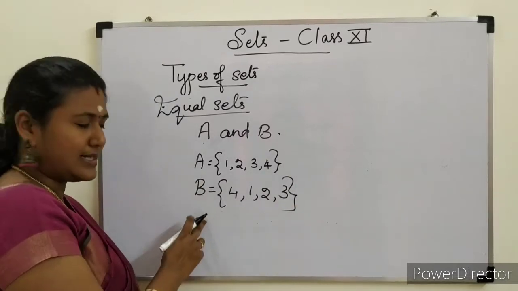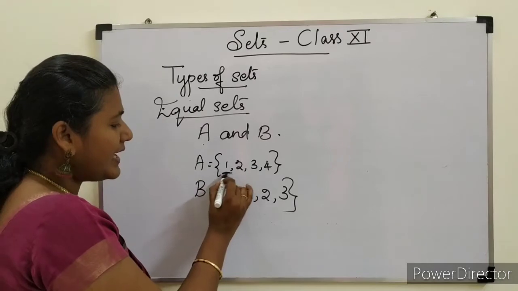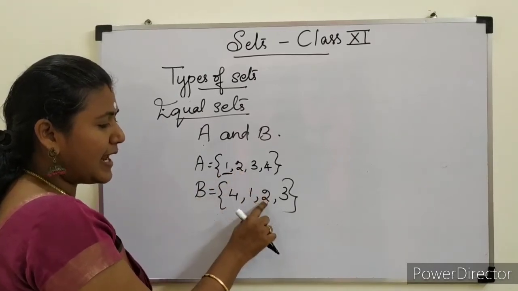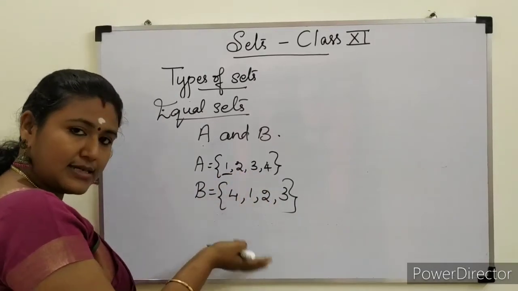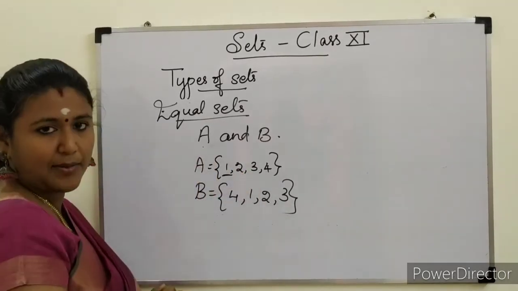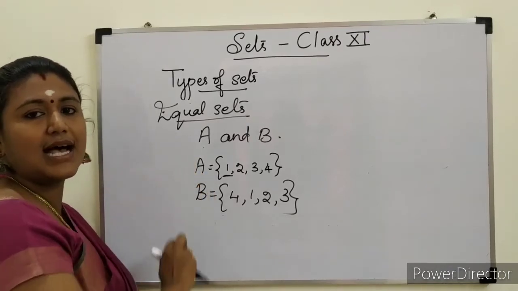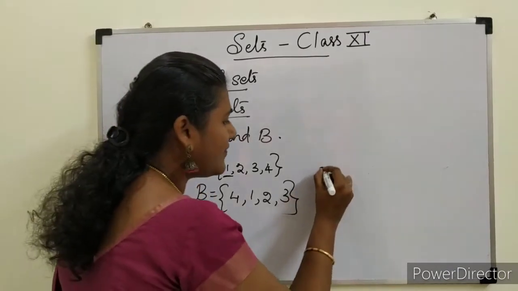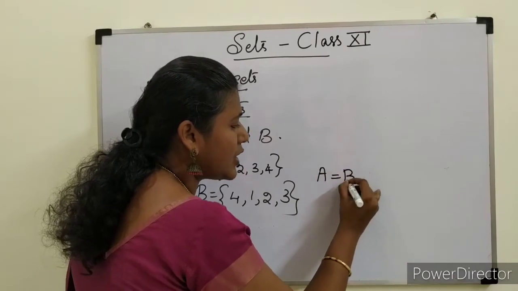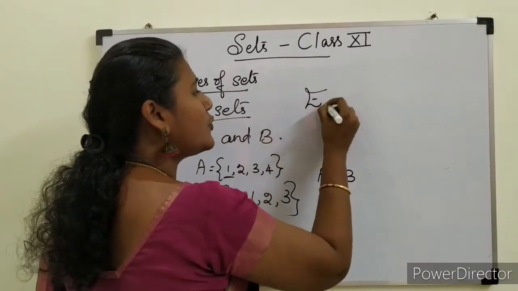So here, if you consider these two sets, every element of A is an element of B and the reverse also: every element of B is also an element of A. In this case, we can call these two sets equal sets and we will write this as A = B. Next we have another type of set, that is equivalent sets.